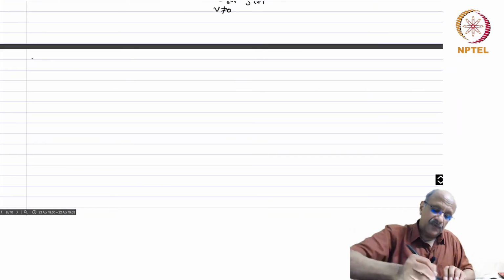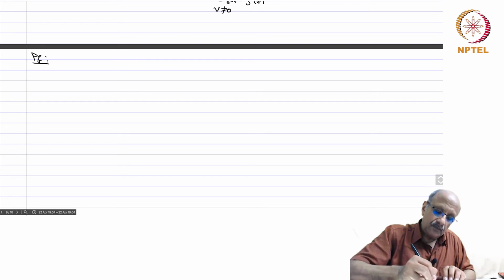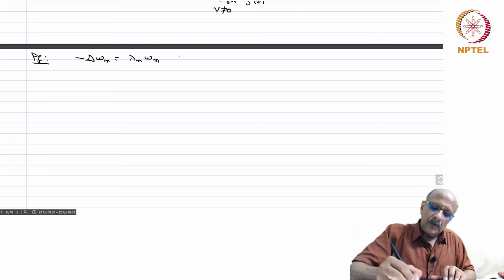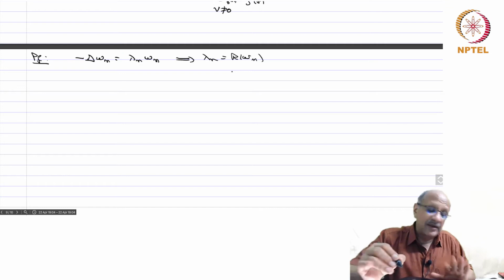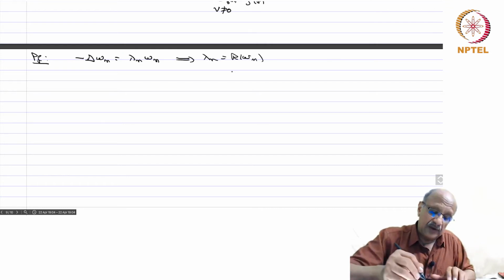So, proof. −Δwm equals λm wm. So, this immediately implies that λm equals R(wm). You just have to multiply by w, integrate by parts and then divide. So, there is no difficulty about that.